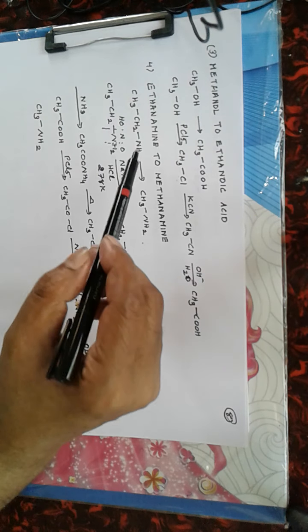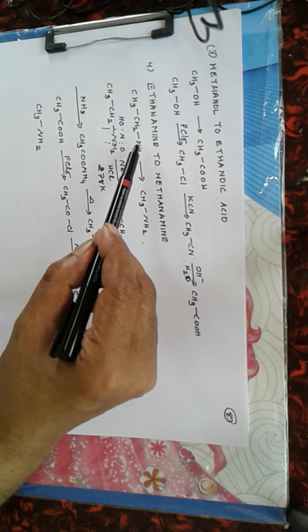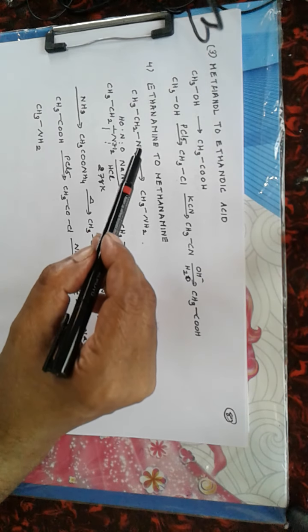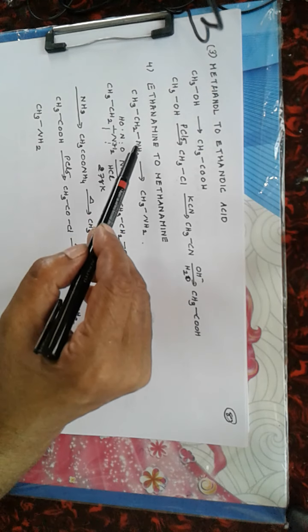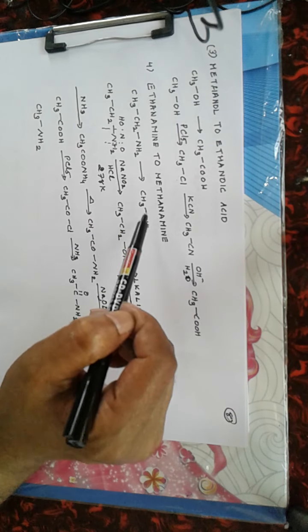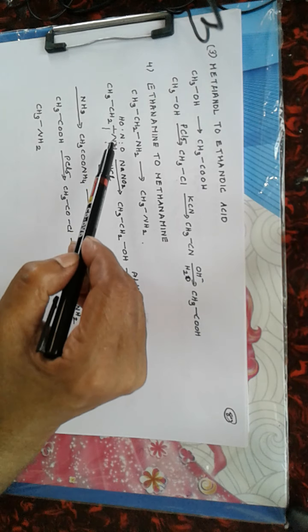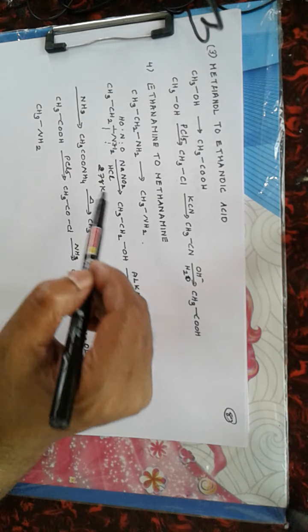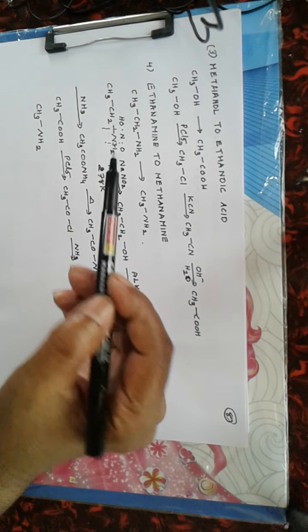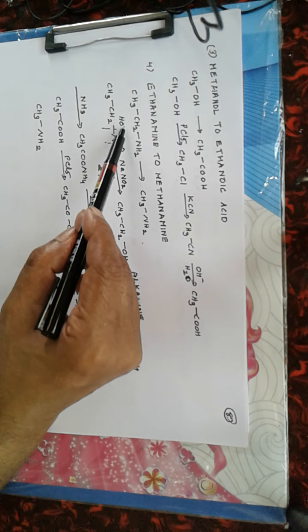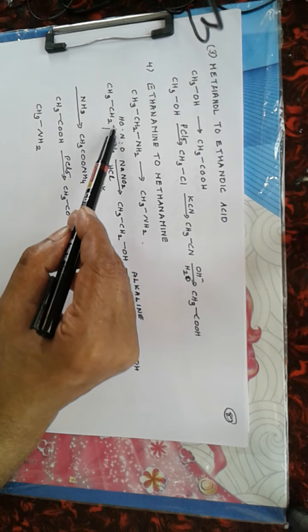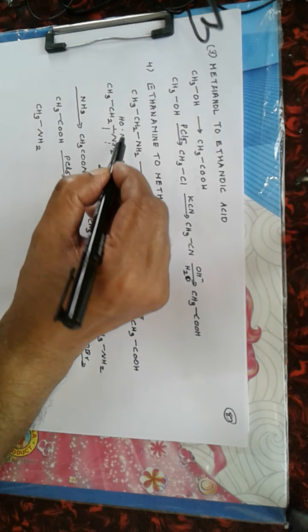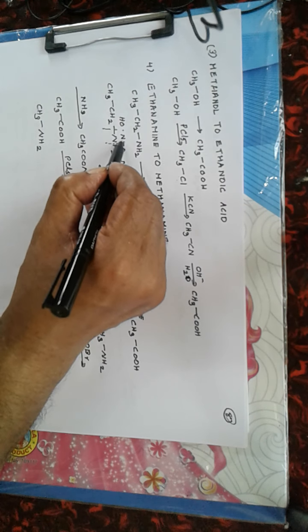Ethanamine to methanamine is a degradation reaction. One carbon atom is lost. Now ethanamine is CH3CH2NH2, it is to be converted to CH3NH2. CH3CH2NH2 is reacted with nitrous acid, that is sodium nitrite and HCl; temperature is not necessary. The molecule splits into three parts. HONO, that is nitrous acid, also splits into three parts.